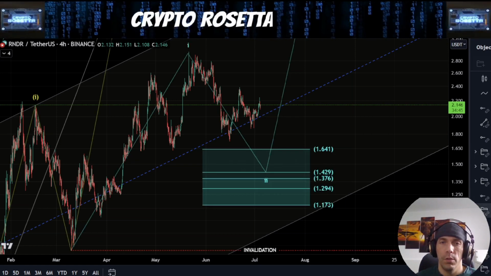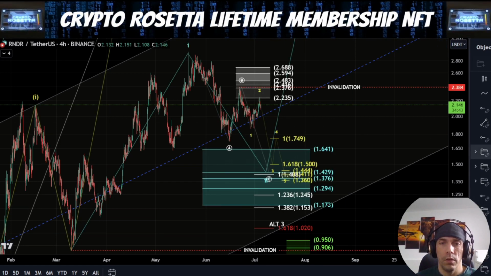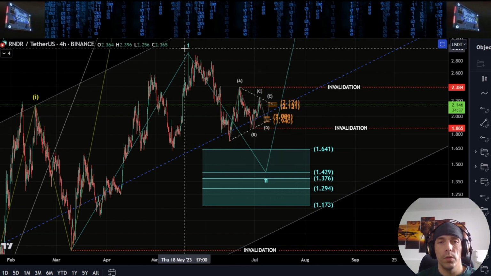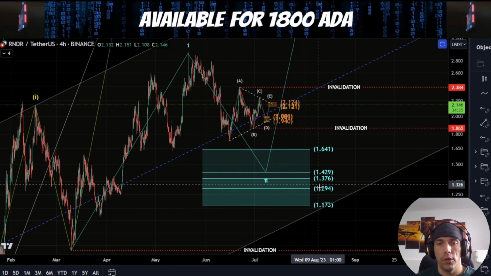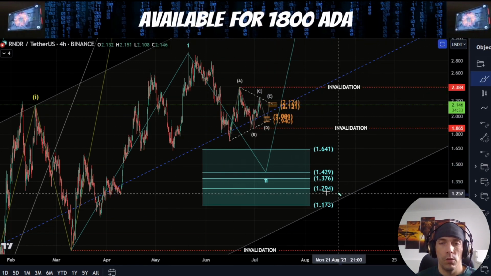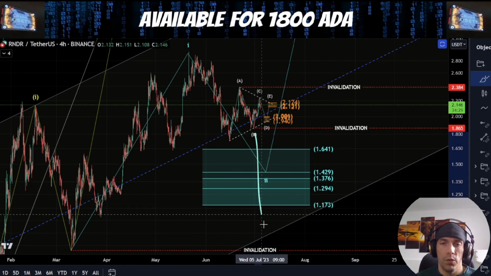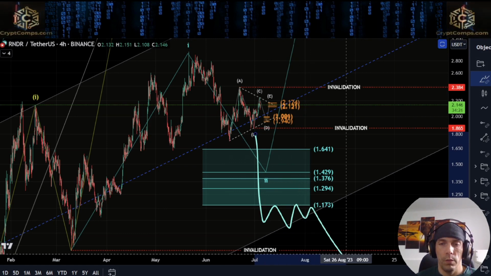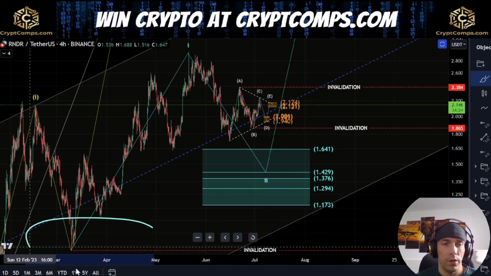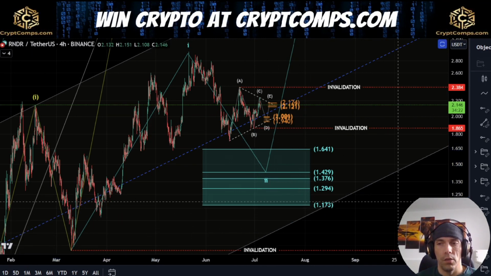Now, the idea within this is, we can use all of these counts that we just discussed as possible internals of this structure here. The key thing here is we don't really want to lose this $1.17 area. If we start to break down and consolidate below this level, it starts to become more likely we're going to see price actually move down and take out these lows here.